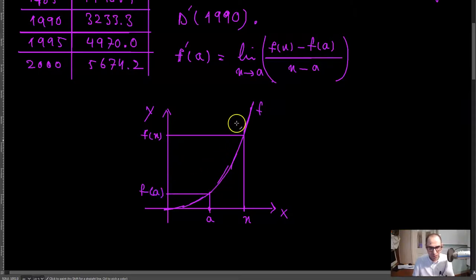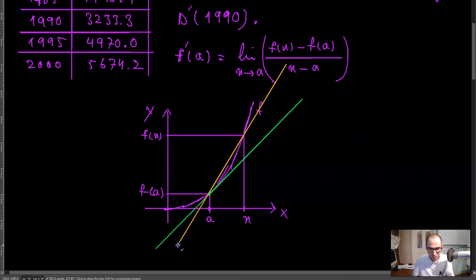And so the instantaneous rate of change of this function at this point would be the slope of this line. And of course, you can draw a line between these two points as well, something like this. And f of x minus f of a would be the rise, and x minus a is the run, which means that this fraction is the slope of this line over here, right?